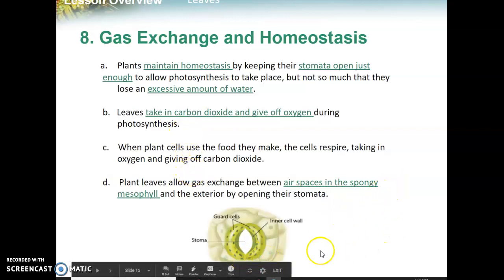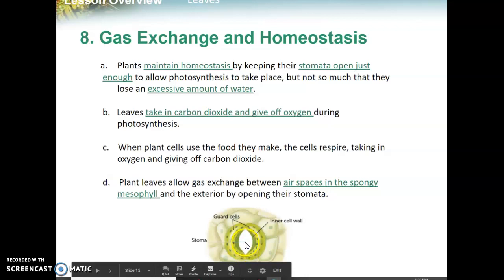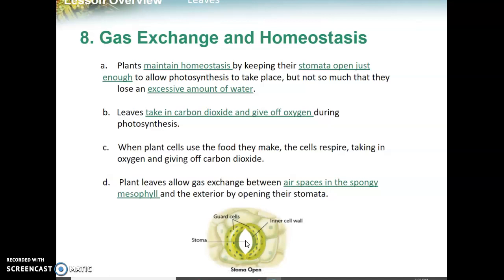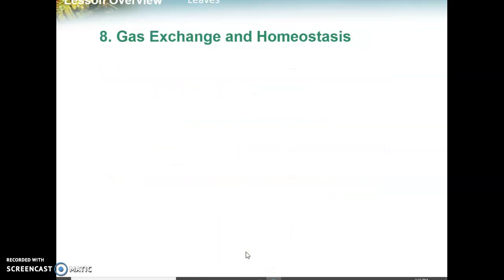So here's the guard cells, and here's the stoma. Stoma is one. If you have a whole ton of them, we call them stomata. When this is open, water in the form of water vapor, a gas, is leaving the leaf. When the stomata is open, carbon dioxide is coming in so the plant can do photosynthesis. If the plant dries out too much, the stomata will close. By closing, the guard cells, I should say, will close, which closes the stomata.